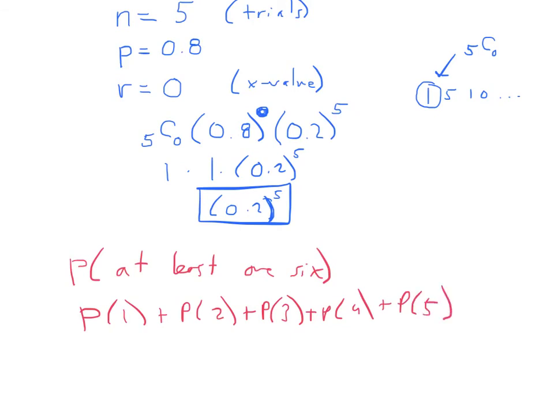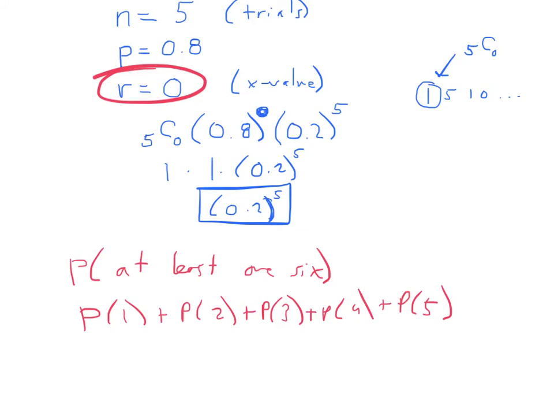One option is to do that formula up above 5 times. Instead you'll be changing the R values. You'll have to use R is 1, and then R is 2, and R is 3, and R is 4, and R is 5, and compute all 5 of those things and add them all up. Or, there is an easier way.